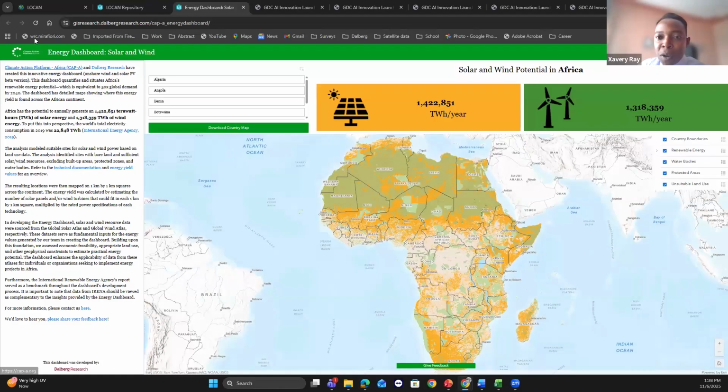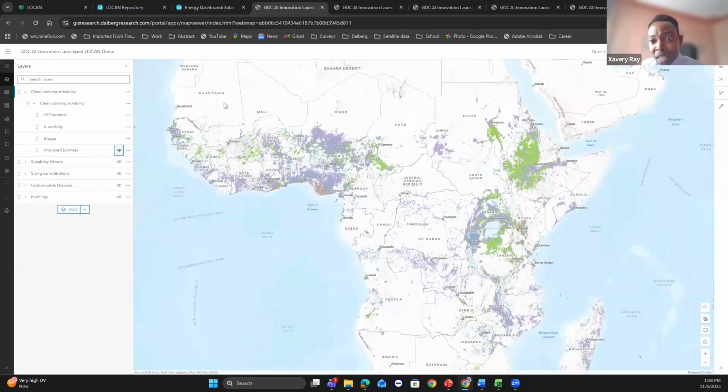Now, let's move to a more practical case. In this case, we'll be looking at clean cooking as previously introduced. In this session, we'll walk you through how Locan uses AI-enhanced data and mapping to help identify where clean cooking products are most needed and who the potential customers might be. While today's example focuses on clean cooking, the same process works for other sectors like solar or agriculture.